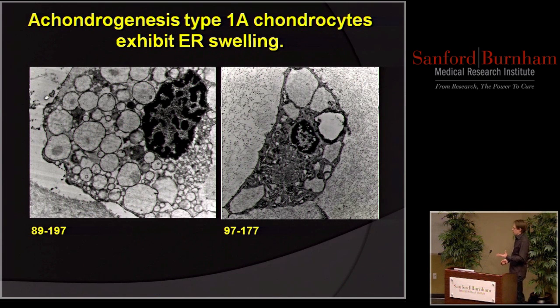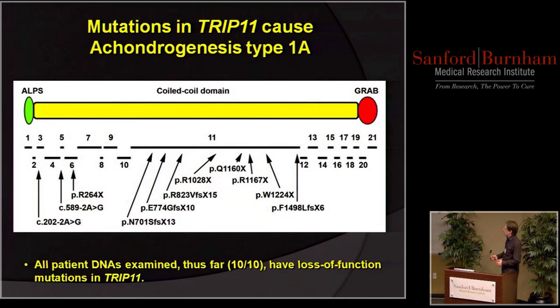So we dug up some old electron microscopy pictures of an achondrogenesis type 1A patient, and we noticed that the chondrocytes also have this increase in ER volume that we see in our mutant. So we obtained DNA from 10 different patients and started sequencing the 1111 gene, all the exons. And in all 10 of them, we found gene-inactivating mutations, indicating that mutations in 1111 are indeed the underlying cause of achondrogenesis type 1A.